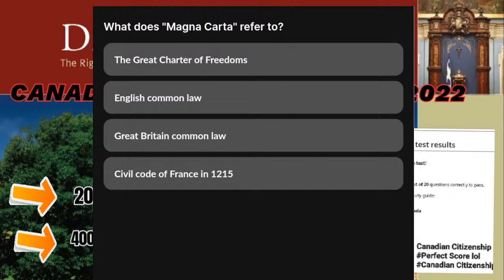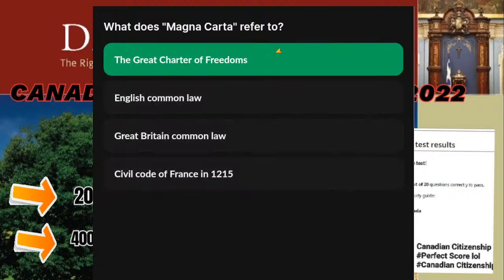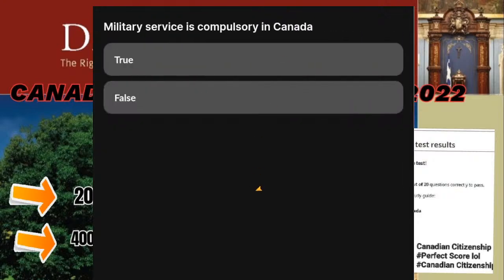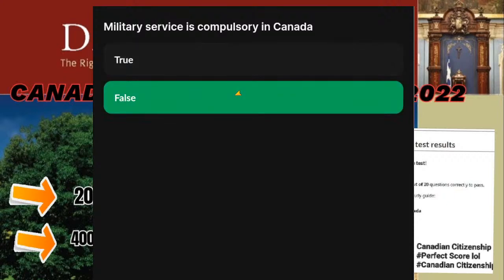Okay, the next question is, what does Magna Carta refer to? It is the Great Charter of Freedom, the English Common Law, Great Britain Common Law, or the Civil Code of France in 1215. And the answer is the Great Charter of Freedom. The next question is, military service is compulsory in Canada. Is it true or is it false? And the answer is it's false.